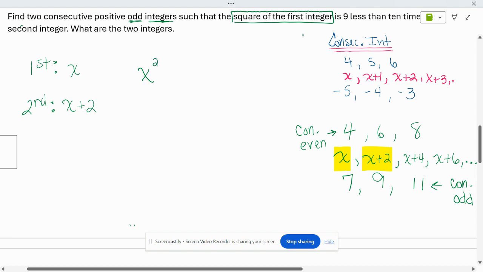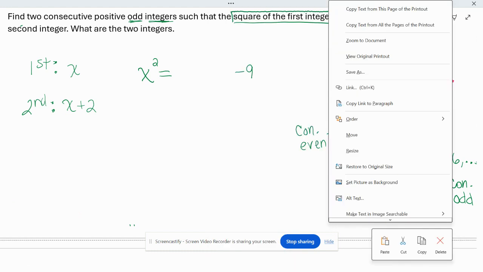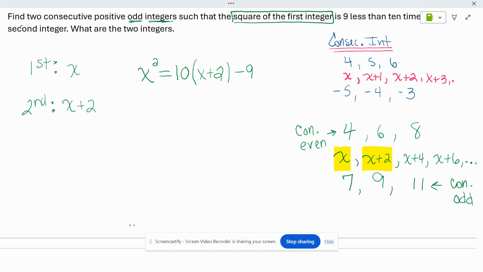Okay. What does the word is mean? Equals. 9 less than, what does that mean? When I say 9 less than, that means I'm going to subtract 9. 9 less than 10 times the second integer. Well, 10 times the second integer, that's 10 times x plus 2. So this is the quadratic equation that I'm going to have to solve.